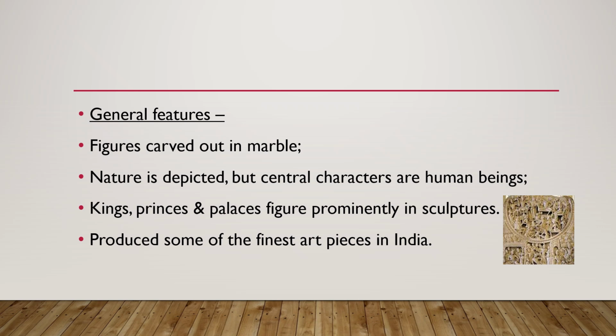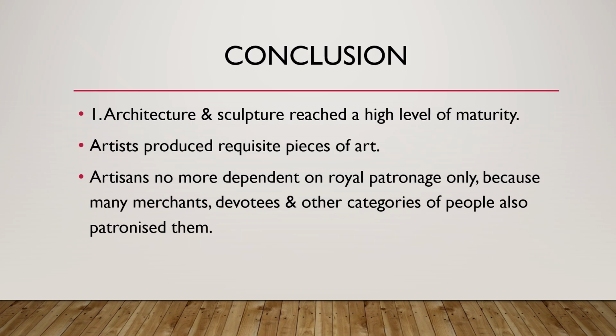Now, we need to conclude with certain important points. First of all, during this period, both architecture and sculpture reached a high level of maturity, and artists produced requisite pieces of art. It also shows that artisans in this period were no more dependent on royal patronage only, because many merchants, devotees, and other categories of people also patronized them.